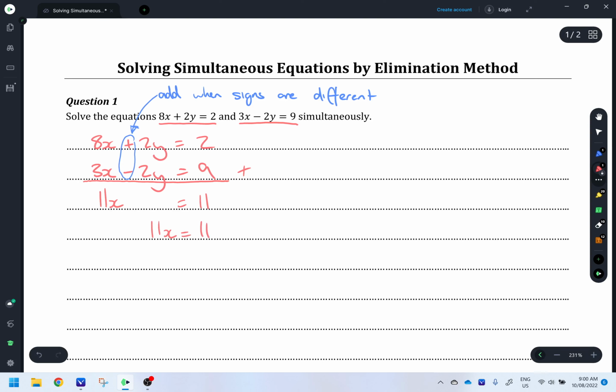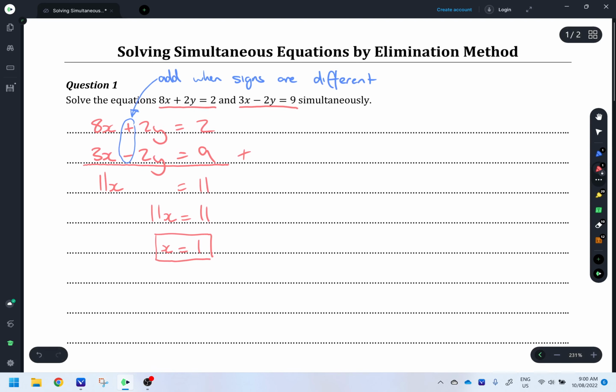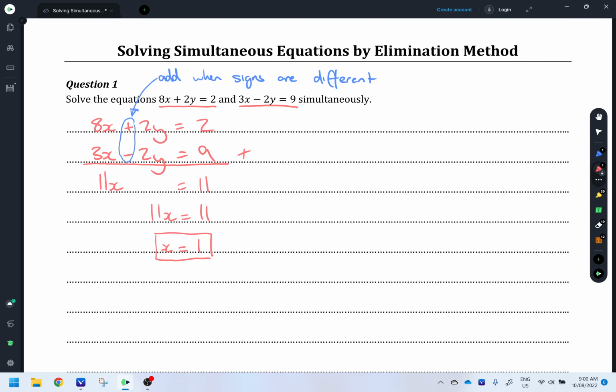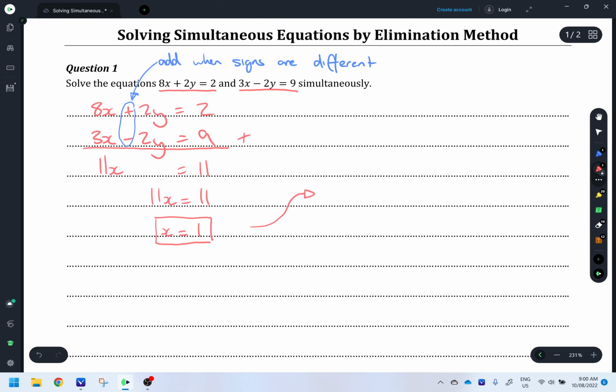And we want to solve this equation. So of course, what we need to do is just divide by 11. I get x equals 1. So that's one half of my solution, but of course I now need to find the y value that goes along with it. So what I'm going to do now is take my x value and substitute it into either one of the equations. It doesn't really matter which one you sub it into. So I'm just going to sub it into that first equation.